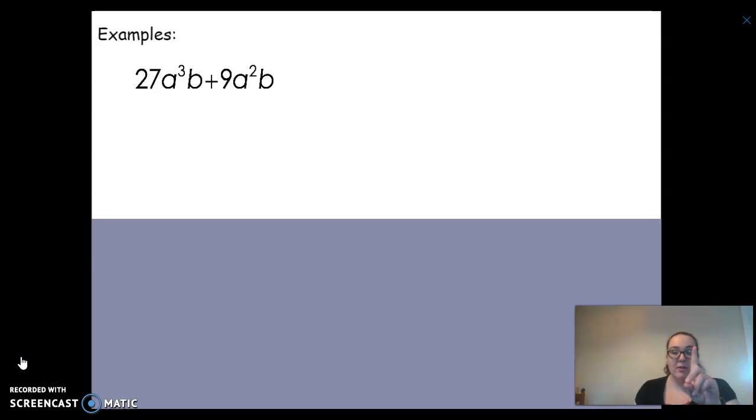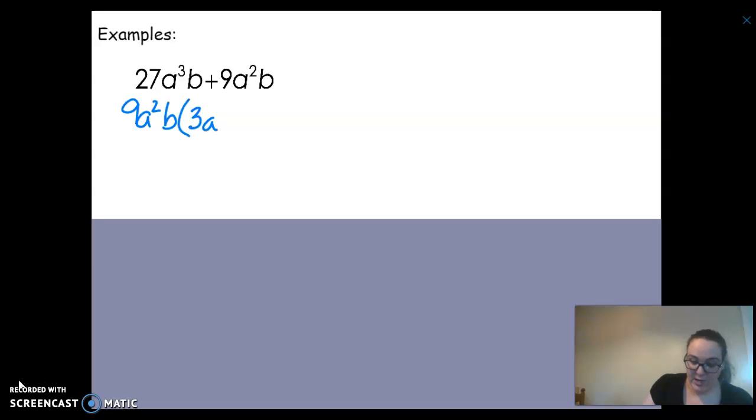And remember, the very first thing of factoring is: is there a GCF? So I want you to pause right here and see if these terms have a greatest common factor. These terms do have a greatest common factor of 9a squared b. And when you take out the 9a squared b, you are left with 3a plus 1.